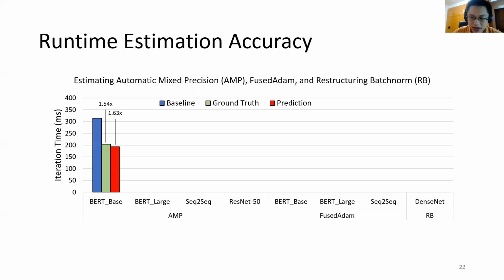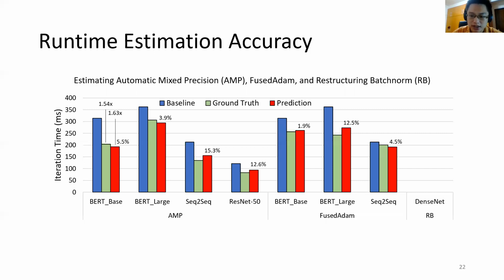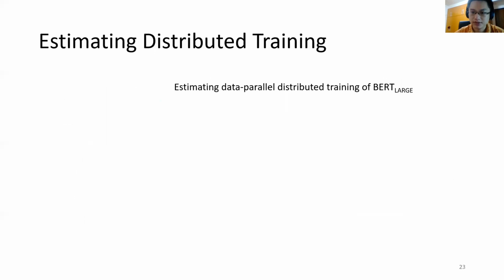The difference is only 5.5%. And we did the same analysis when using AMP on the other 3 models and achieve prediction error around 15% at maximum. We also evaluated fused Adam and reconstructing batchnorm optimizations, achieving very low estimation error. So in general, Daydream achieves 8% estimation error on average and 15% maximum.